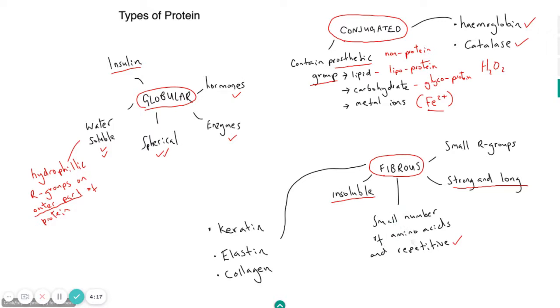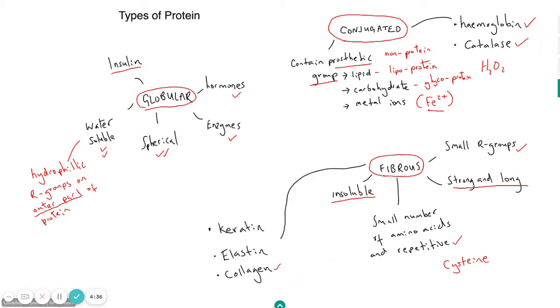The amino acids that make up these fibrous proteins tend to have very small R groups, something like cysteine. If I'm spelling it right, that's got a small R group, and that's something that's found in collagen.